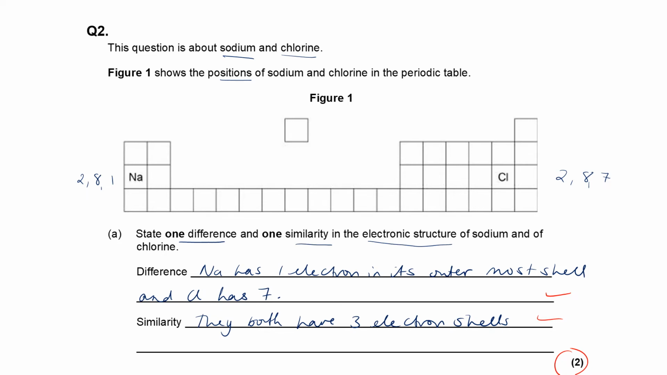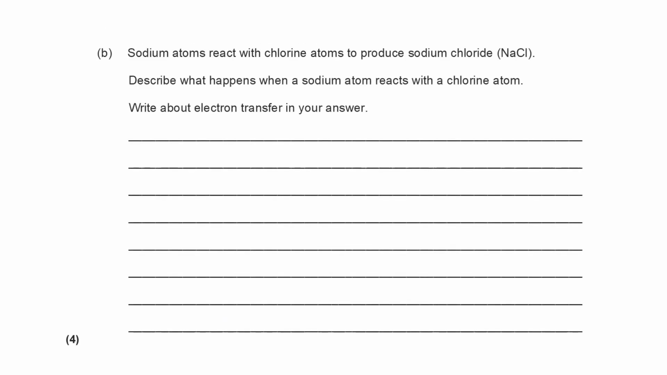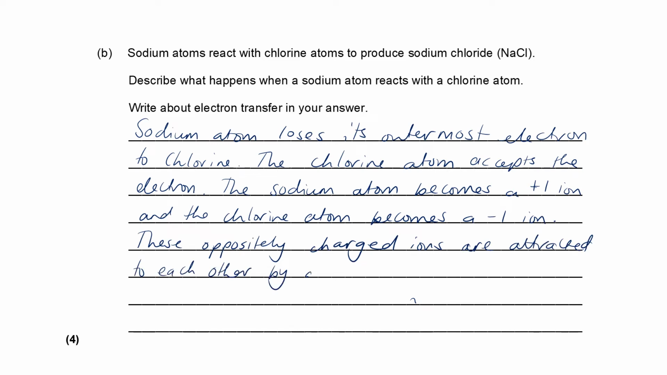For part B, sodium atoms react with chlorine atoms to produce sodium chloride. Describe what happens when a sodium atom reacts with a chlorine atom. Write about electron transfer in your answer. Now, I've answered this question twice. I'm showing you the description in sentences first, but that wasn't the first way I had answered it. I'd actually answered it using a diagram, which I'll show you in a moment.